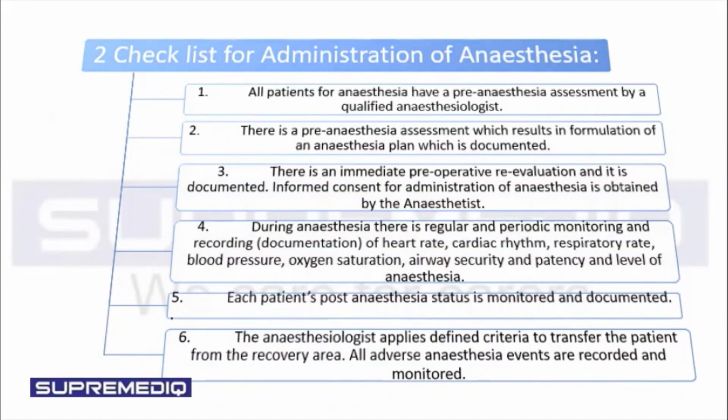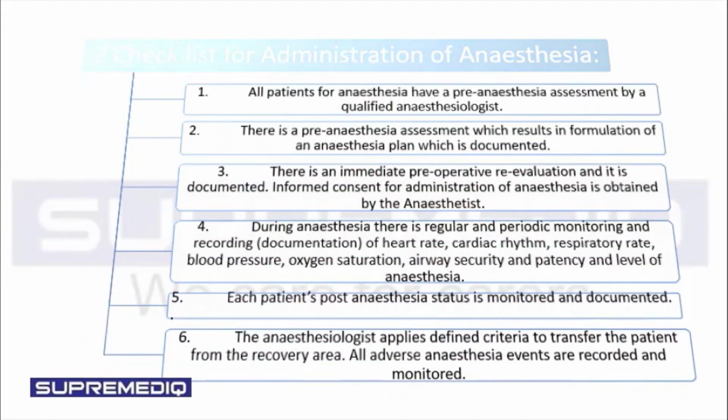2. Checklist for administration of anesthesia. 1. All patients for anesthesia have a pre-anesthesia assessment by a qualified anesthesiologist. 2. There is a pre-anesthesia assessment which results in formulation of an anesthesia plan which is documented. 3. There is an immediate pre-operative re-evaluation and it is documented. Informed consent for administration of anesthesia is obtained by the anesthetist.